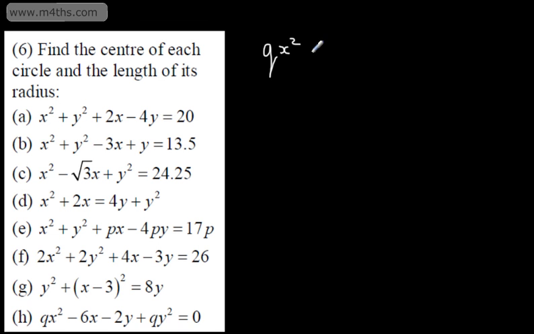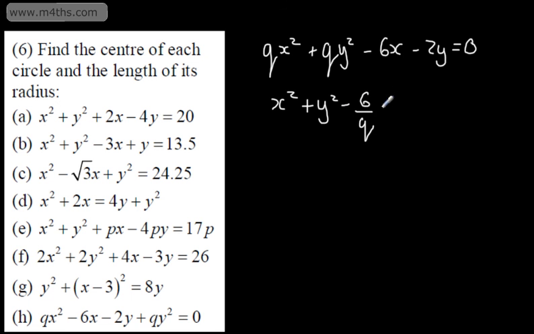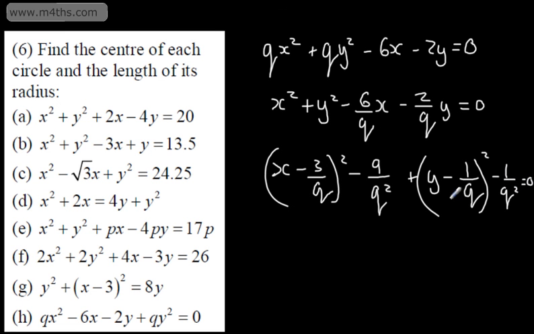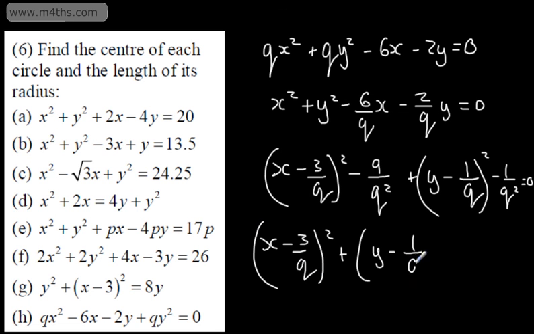So we've got qx squared plus qy squared, so that's fine, minus 6x minus 2y is equal to 0. I'm going to divide through by q. So what we'll have is x squared plus y squared minus 6 over q x minus 2 over q y is equal to 0. Completing the square, (x minus 3 over q) all squared minus 9 over q squared, plus (y minus 1 over q) all squared minus 1 over q squared is equal to 0. So (x minus 3 over q) all squared plus (y minus 1 over q) all squared will be equal to 10 over q squared.